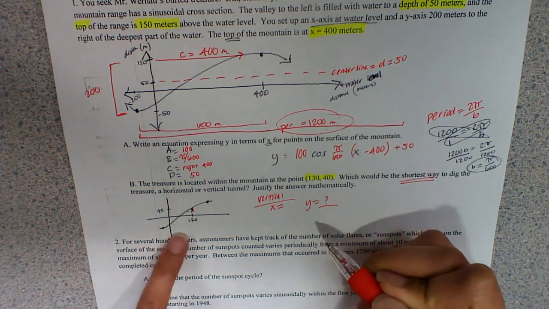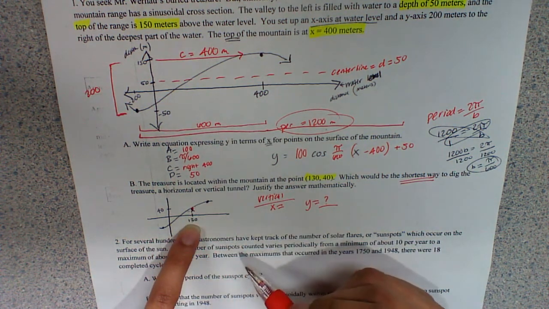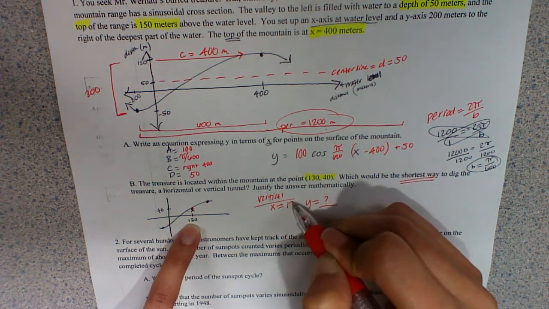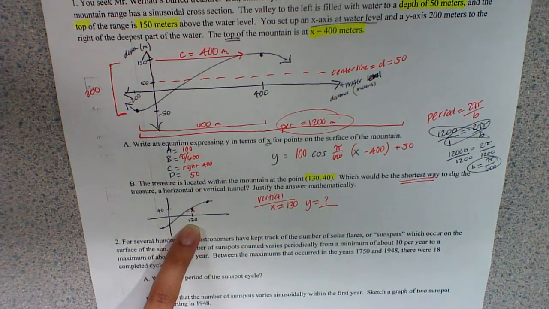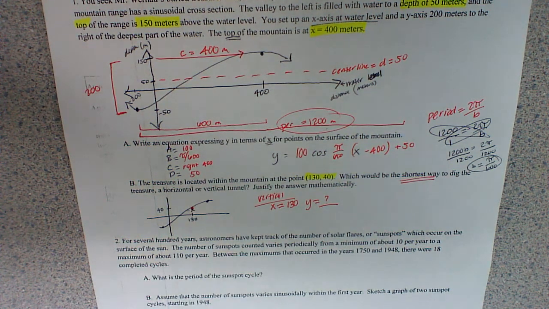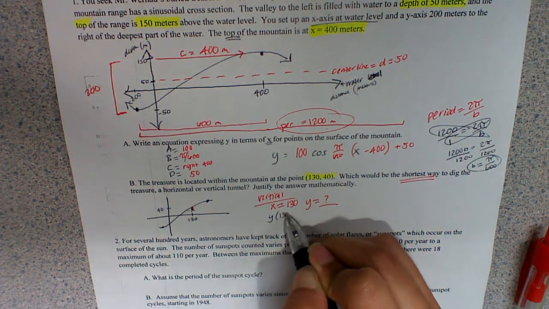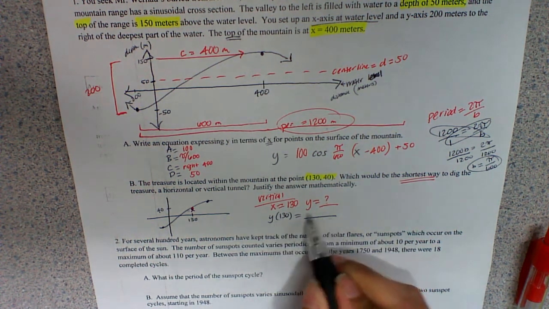X is 130. For that location where our gold is, where the treasure is, our X value is 130, but we don't know Y, okay? We don't know the Y value. So what we're gonna do is, because we know X, we're gonna throw the X into our function to find the Y value.